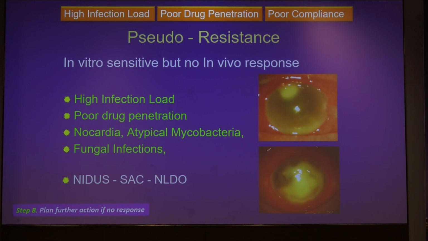So something like a pseudo-resistance might happen with organisms, say like nocardia, atypical mycobacteria, because of high load of infection, poor drug penetration, and these are slowly replicating organisms. And you can also have that if you have not addressed a nidus of infection like the sac, the infection may not come under control.